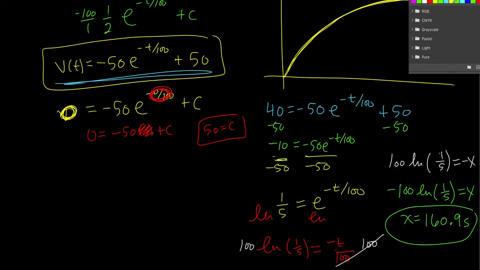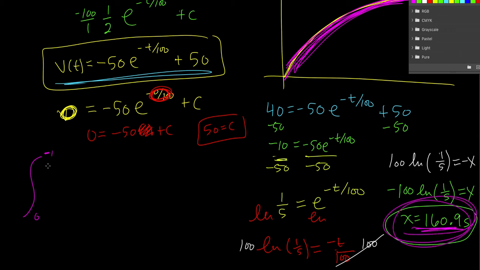How far will the train travel in this time? So the train does not change direction. Like obviously, right here, we don't see the velocity function crossing the x-axis. And so all we need to do is plug in these 2 points. So we have this thing and then 0. So I'm going to write in the exact value, 100 natural log of 1/5. And then we're just going to take the integral of the velocity function. So this one right here, which is negative 50 e to the negative t over 100 plus 50.